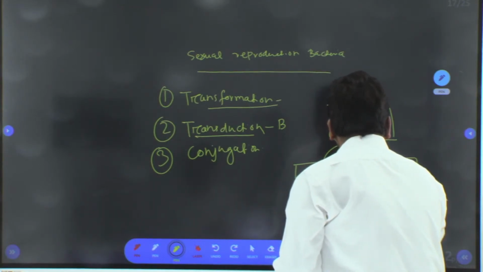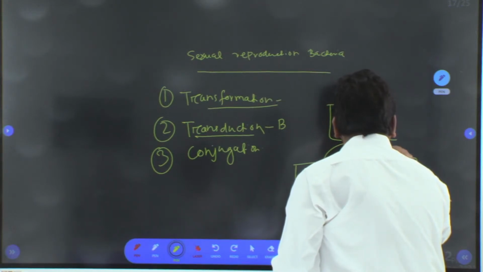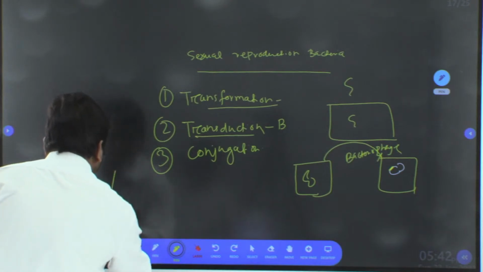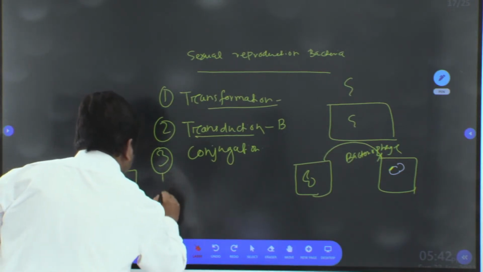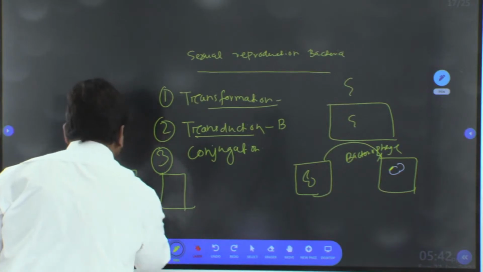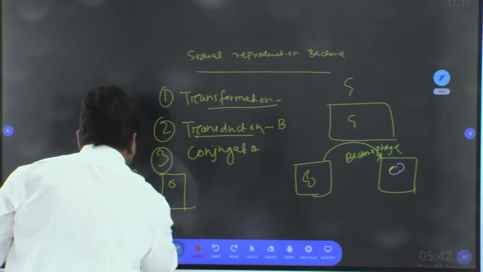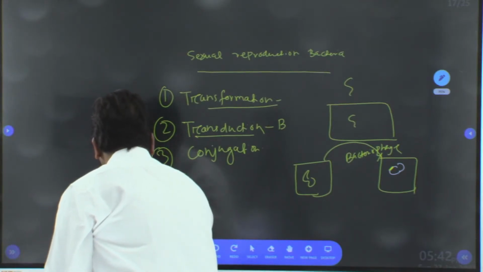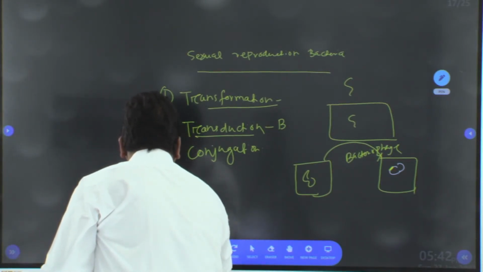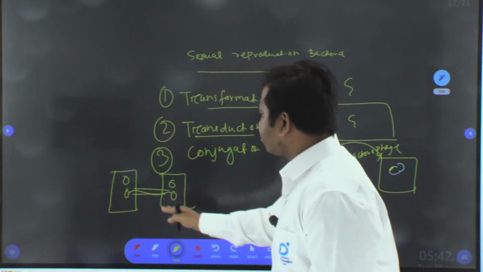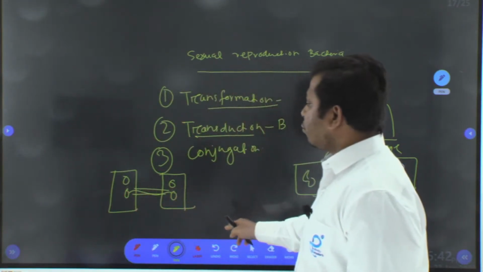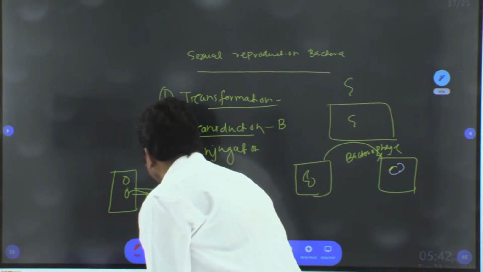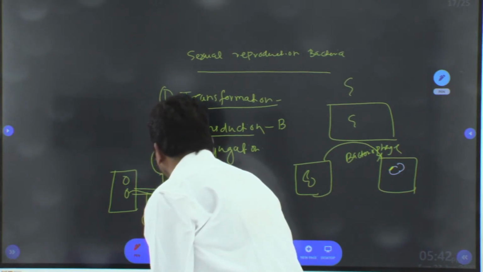Then such a mechanism is called transduction. And what is conjugation? Conjugation is a process. For example, this is a bacterial cell, this is another bacterial cell. There is a DNA here and a conjugation tube that would be formed. The DNA is going to be replicated and this replicated DNA will be transferred here. So this is a transfer from one bacteria to the other bacteria with the help of a conjugation tube. This is called conjugation.